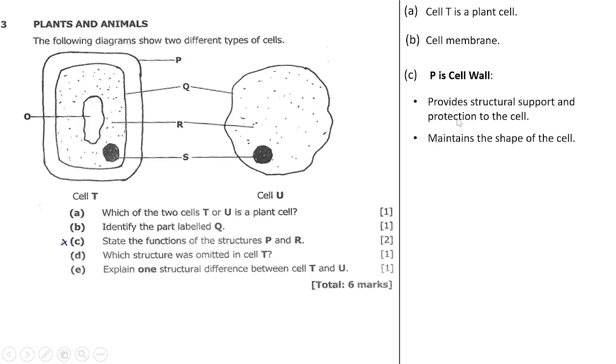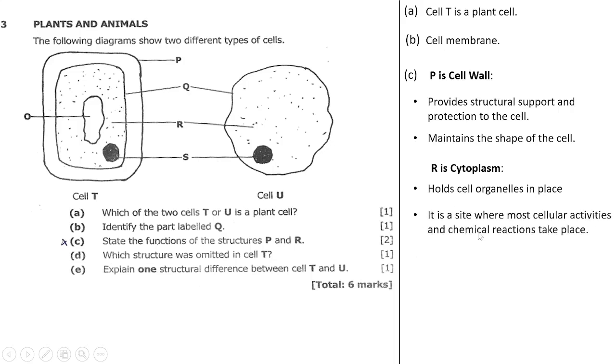You can give one of these, not 2 of them. I just decided to give 2 of them so that you can know these, in case they ask for 2. Then we come to R. R is actually the cytoplasm. It has some functions: it holds the cell organelles or parts in place, or it is the site where most cellular activities and chemical reactions take place. You can put any one of these 2 here.